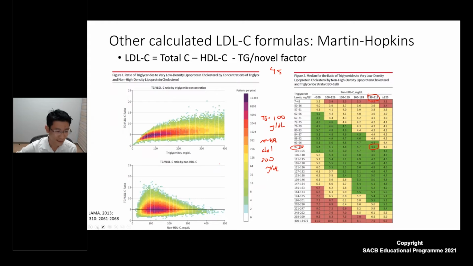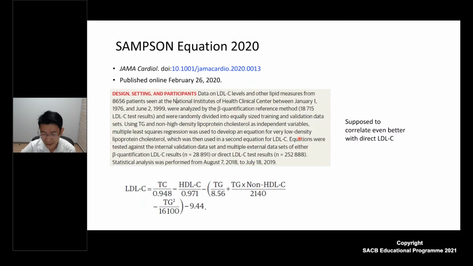But the problem with this is that it is quite difficult for the LIS to implement, because you need to have, if TG is 7 to 49 and non-HDL cholesterol less than 100, if this is 7 to 49 and 100 to 139, so you need 180 permutations. So it's pretty difficult for some of the LIS to calculate. Moving to the next one, which is called the Sampson equation 2020, this was developed last year.